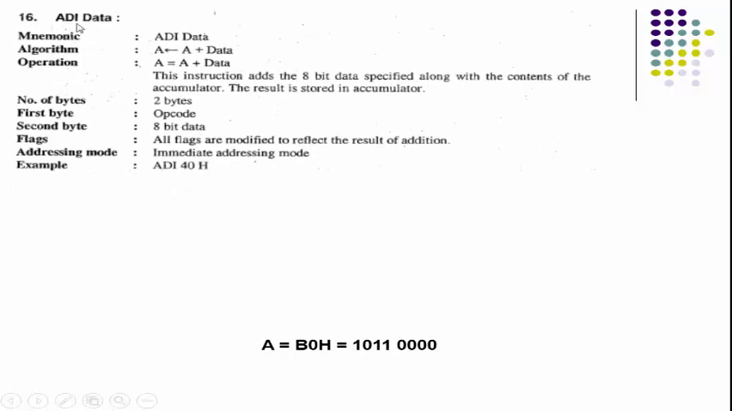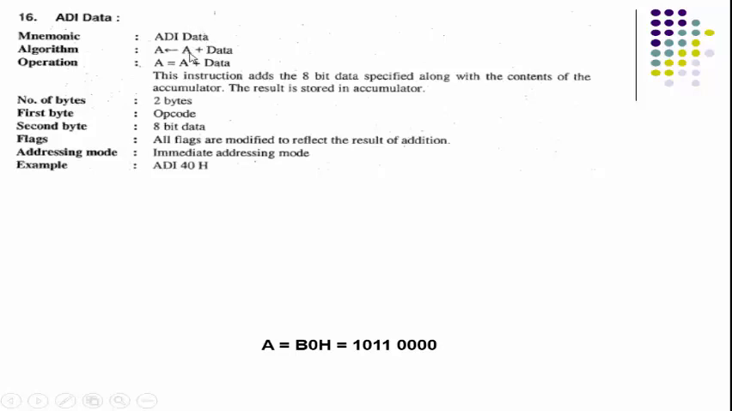Next instruction, ADI. The mnemonic of this ADI addition instruction is ADI 8-bit data. AD indicates addition instruction, I indicates immediate data. So in the operand field you will find 8-bit immediate data.